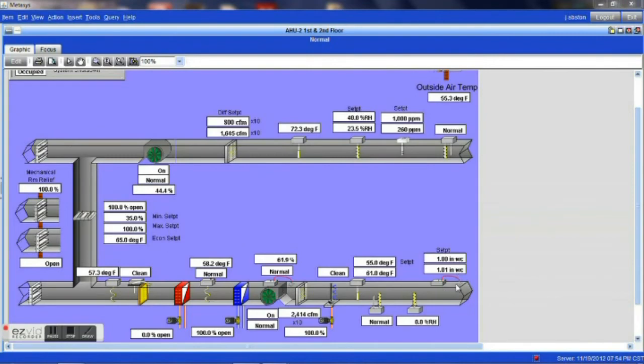Basically, there is a variable frequency drive that will either speed up the motor or slow it down depending on the static pressure set point. If we have a lot of VAVs that are open, that are calling for more air into the space, the pressure inside the ductwork will drop. Then the VFD will increase its speed to try to maintain the static pressure set point.